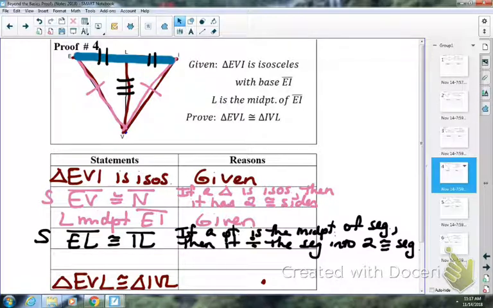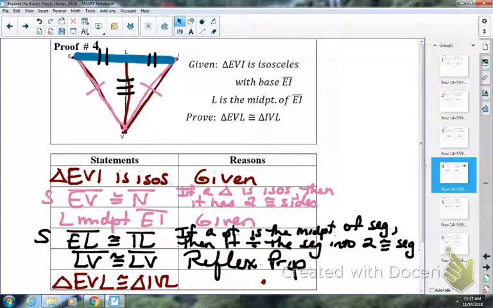So my other pair of congruent parts comes from stating that segment LV is congruent to segment LV. That is the reflexive property. And again, I can mark it with a pair of sides, an S in the margin to indicate that. So notice I have three pairs of congruent parts, so that is enough to prove my triangles are congruent by side, side, side.